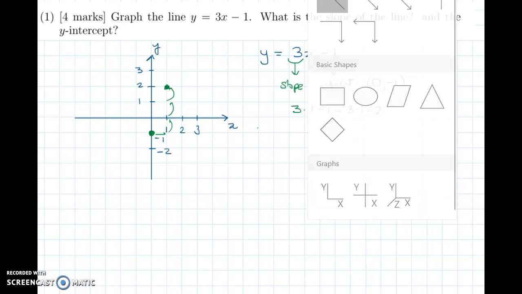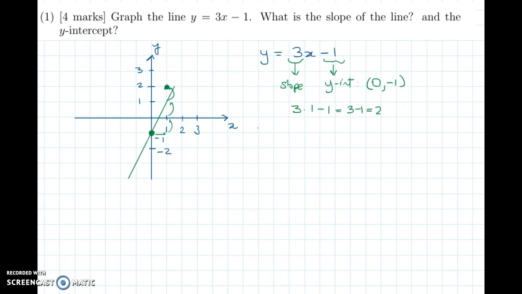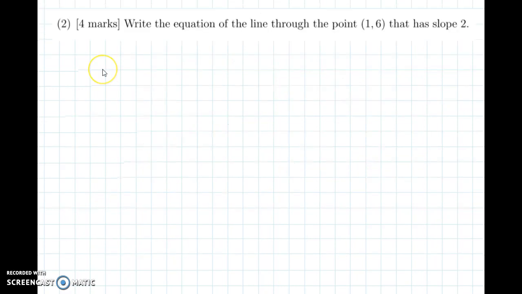So now let's sketch the line through those 2 points. Here, that is y equals 3x minus 1. And on the way we answered the 2 other questions. What is the slope of the line? Slope is 3. Slope is a number. It's not 3x, it's just the number 3. And the y-intercept, let's write the answer clearly, is 0, negative 1. So we are done with this question.